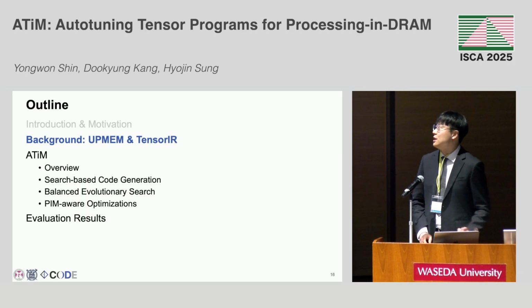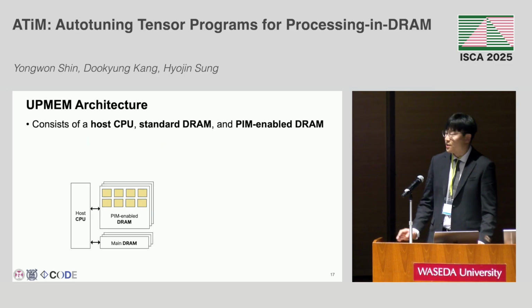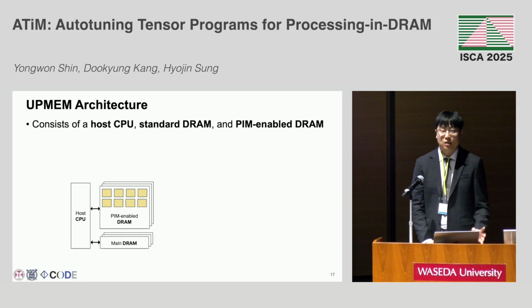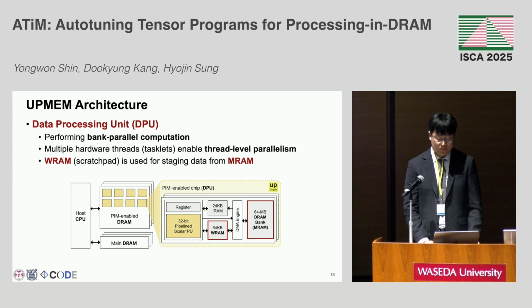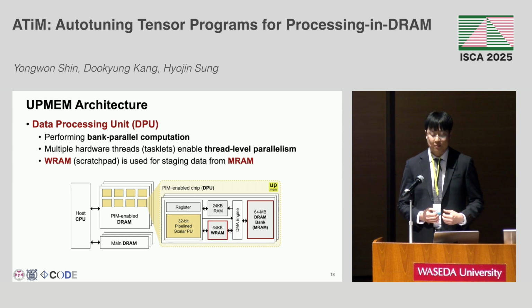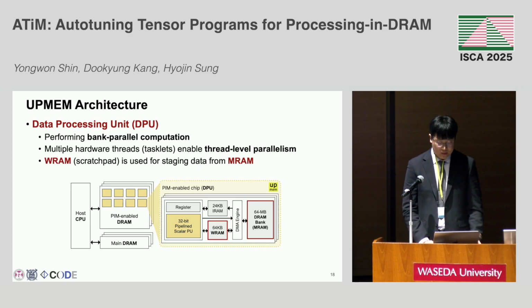That was the introduction and motivation. Next, I will explain a few key concepts. Let's first take a look at the UPMEM architecture of the DRAM PIM system we target. UPMEM consists of a host CPU, standard DRAM, and PIM-enabled memory. Each bank in PIM-enabled memory has its own data processing unit or DPU. This allows us to distribute work across banks, enabling true bank-level parallelism. Within each DPU, UPMEM uses multiple threads called tasklets to further parallelize the computation.